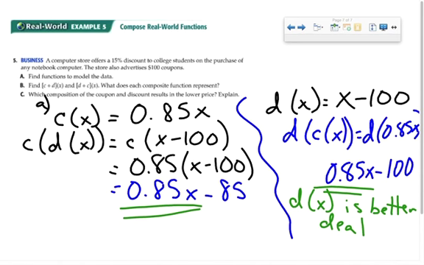So what does that mean? For us to be doing the D of C of x, they're taking the 15% off discount first, and then using the $100 coupon.